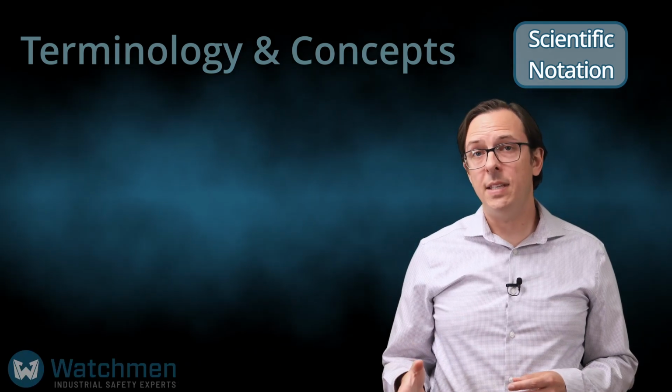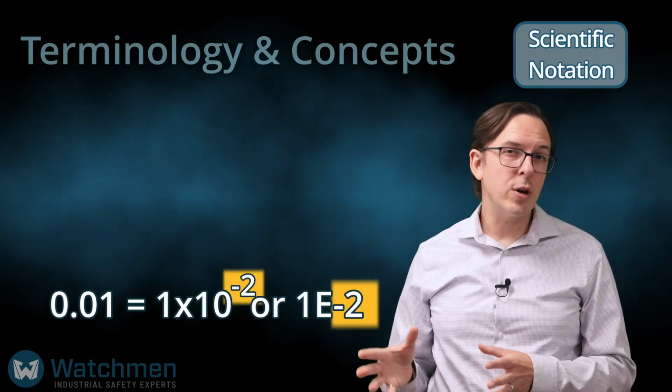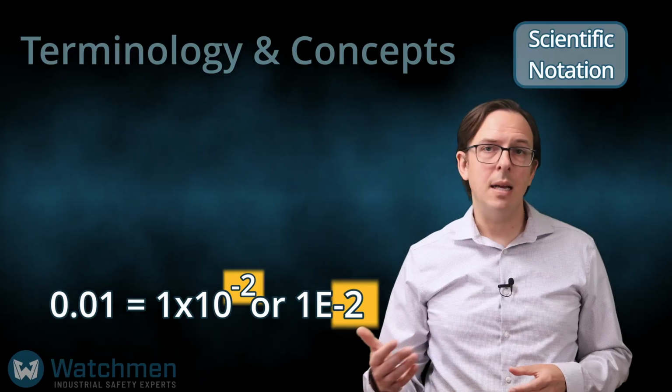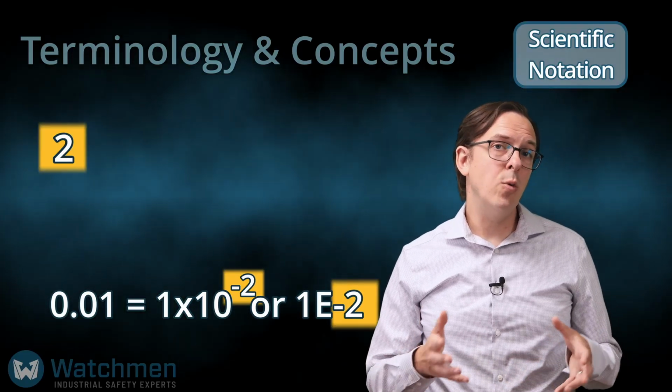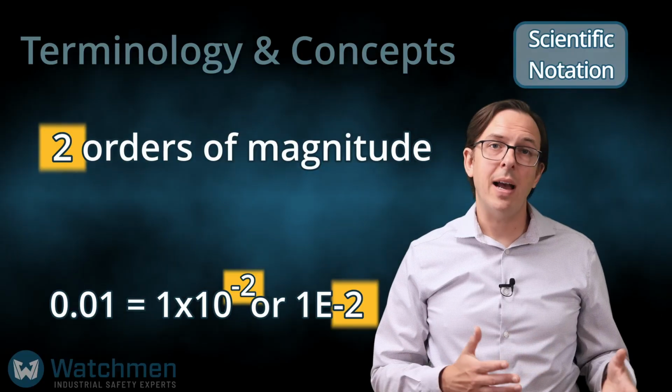When discussing PFD numbers using scientific notation, the exponent is the number of orders of magnitude of risk reduction. For example, a PFD of 1 times 10 to the minus 2 would be 2 orders of magnitude of risk reduction, and therefore reduce the risk by a factor of 100.